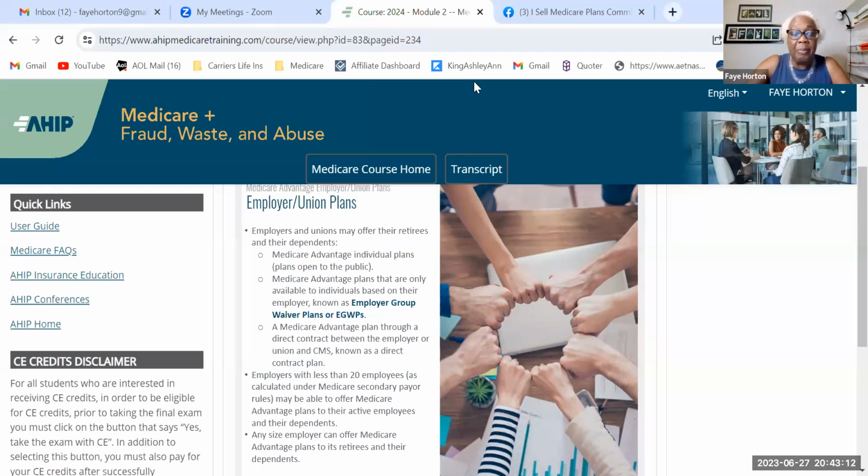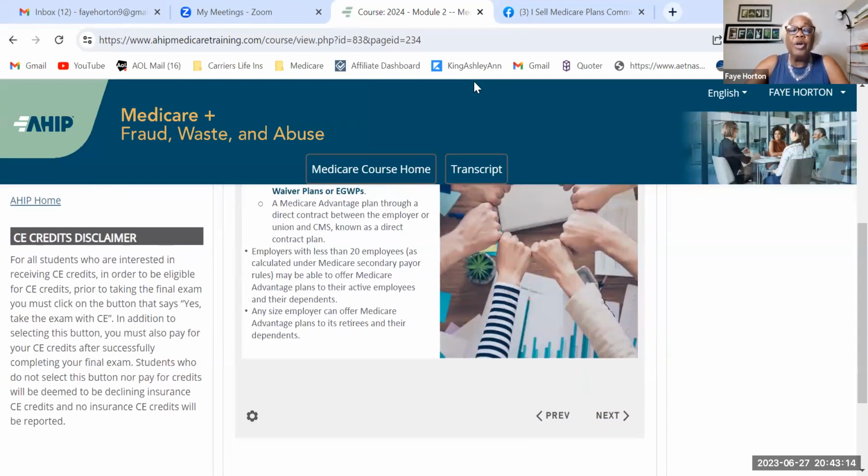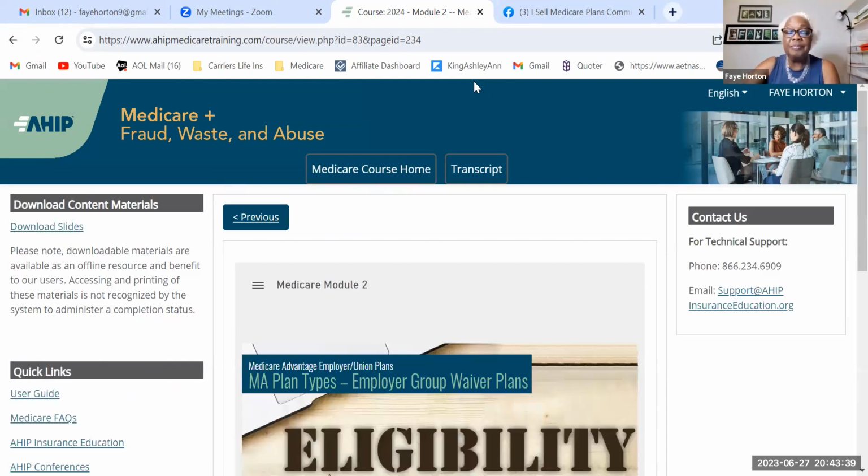Employers with less than 20 employees, as calculated under the Medicare secondary payer rules, may be able to offer Medicare Advantage plans to their active employees and their dependents. Any size employer can offer Medicare Advantage to its retirees and their dependents.